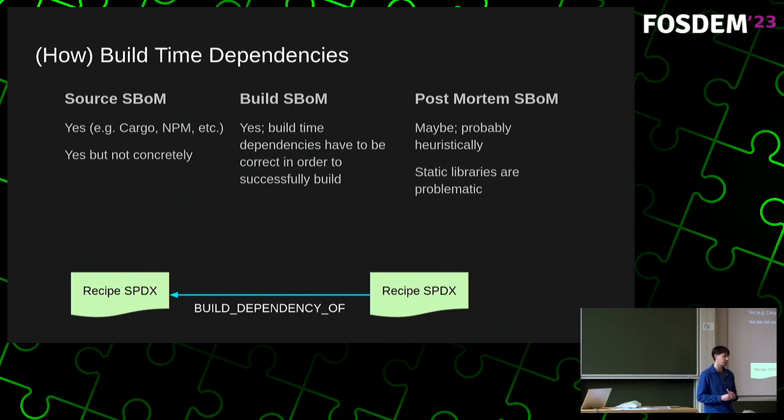Build time, you should know all of this. You basically have to in order to correctly build the software. So you kind of need to know that. For post-mortem analysis, you might be able to figure it out, probably heuristically. And static libraries are always very problematic with this. It can be very difficult to tell if a given executable has a static library in it or not because it's not recorded anywhere in the executable. So those can always be very tricky to trace back to their origin.